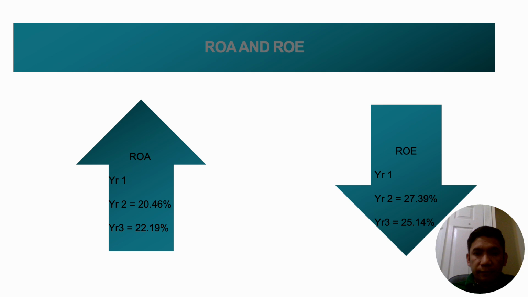ROE, or return on equity, depicts a downward trend. It falls from 27.39 to 25.14%. This would tend to indicate that the business is generating slightly lower return for equity shareholders compared to the prior year. A downward trending ROE may indicate that the business is becoming less effective in generating profit from its equity base. This could be due to increasing costs or other operational inefficiencies.